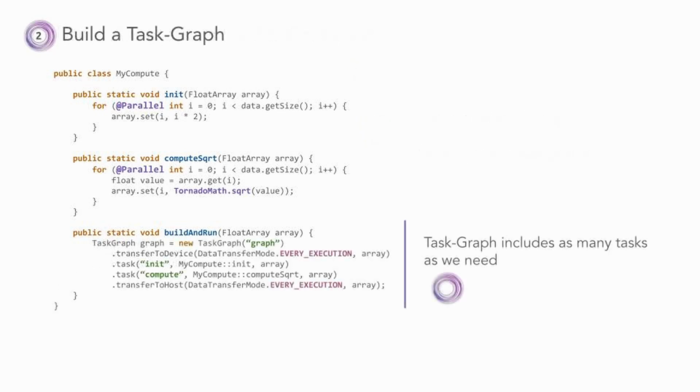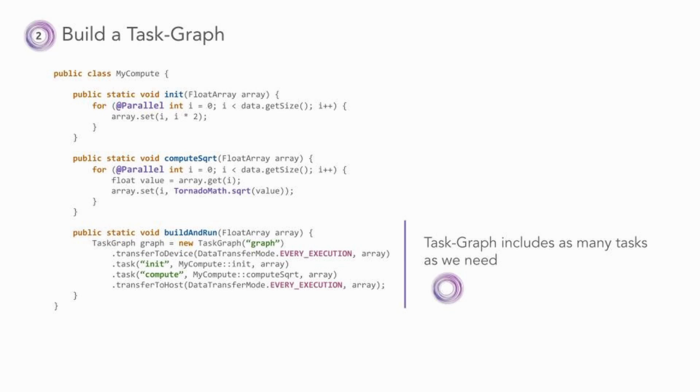Let's jump now to the next step, to build a task graph. Remember, a task graph is a way to identify the methods and the data to be offloaded. So we create a computational graph, if you like. To do that, we create an object called TaskGraph, and we give it a name. That name is useful if you want to see, for example, the profiler trace, or if you want to change the device, etc. It could be any name. In this case, we put graph.